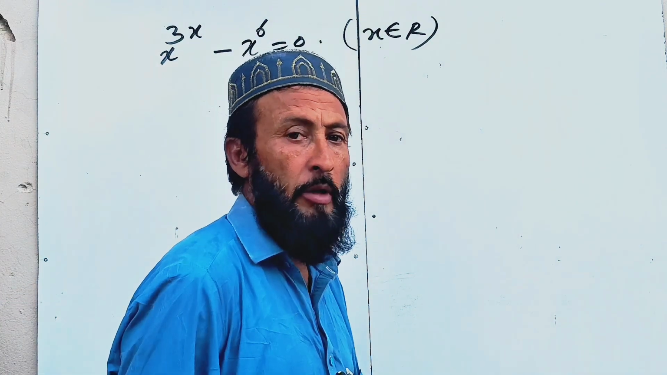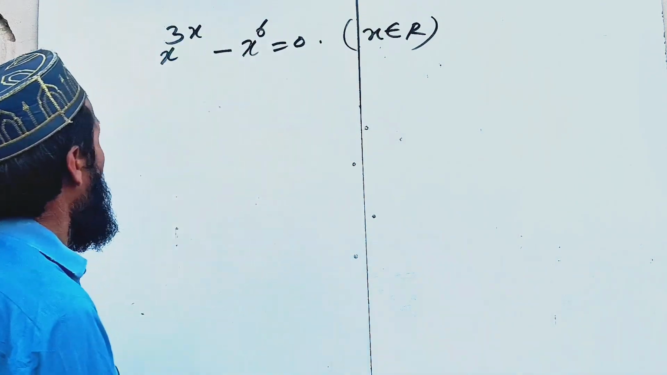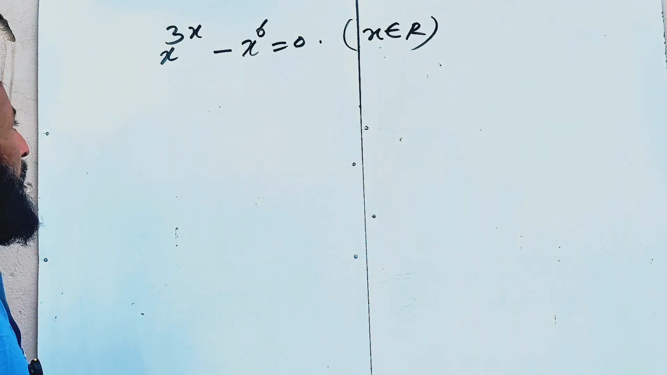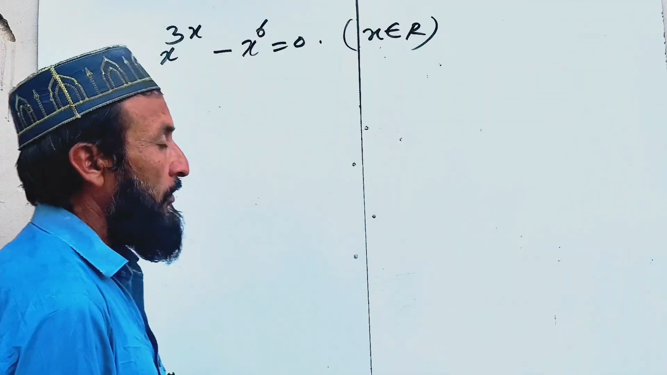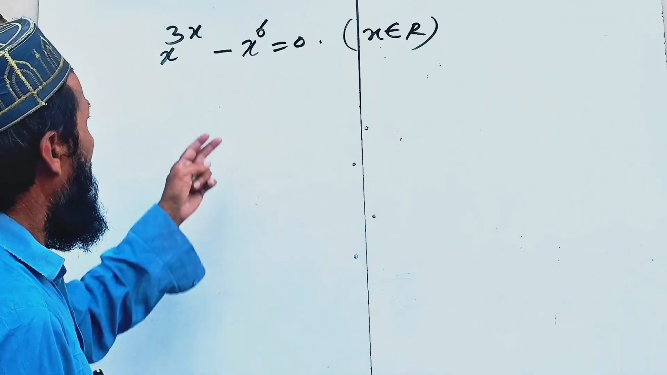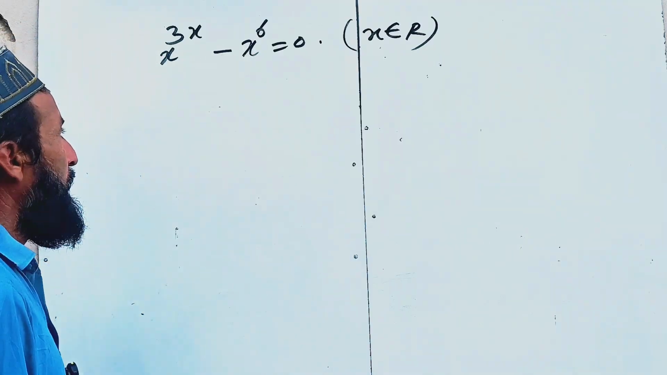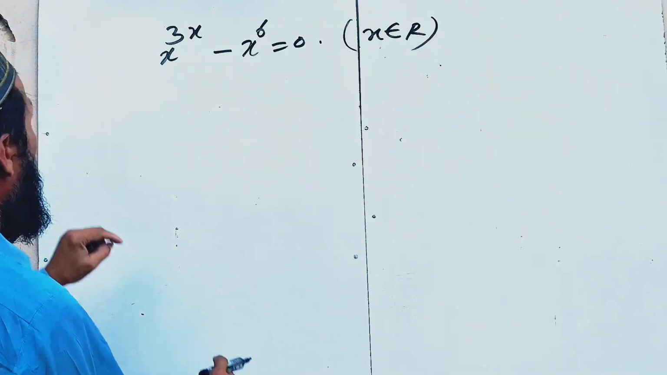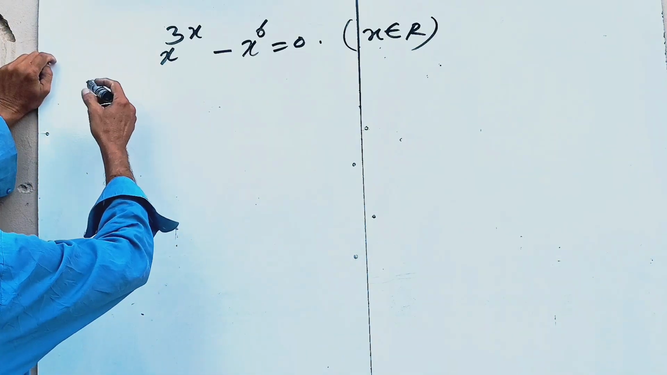Hello, welcome to everybody. Today, a very interesting and logical exponential equation: x^(3^x) minus x^6 is equal to 0, where x belongs to the real numbers. So, how can we calculate this result?